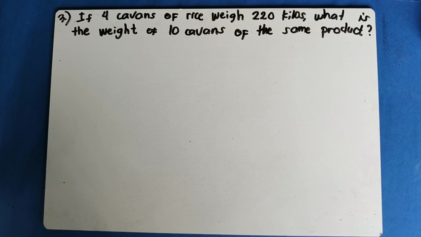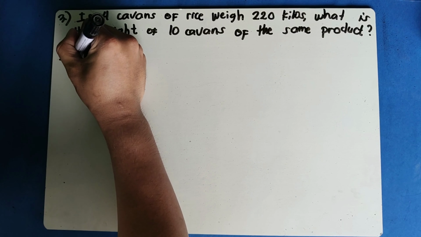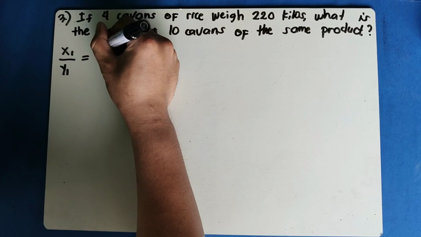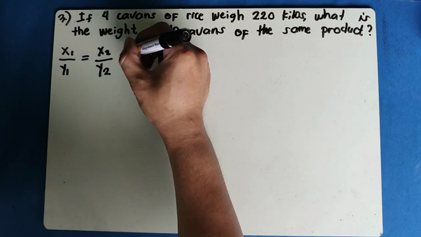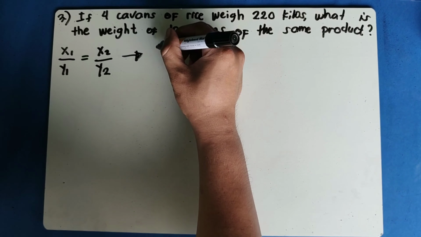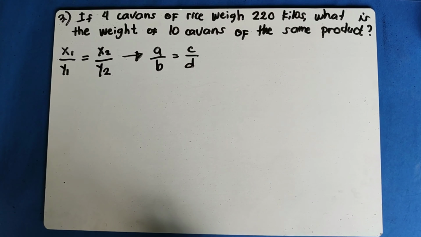Okay, we have here the third example for the proportion. If 4 kavans of rice weigh 220 kilos, what is the weight of 10 kavans of the same product? Now, in the application of proportion in problem solving, we can also use this formula: X sub 1 over Y sub 1 is equal to X sub 2 over Y sub 2. Do not be confused with this formula because it is just derived from A over B is equal to C over D for the proportion.